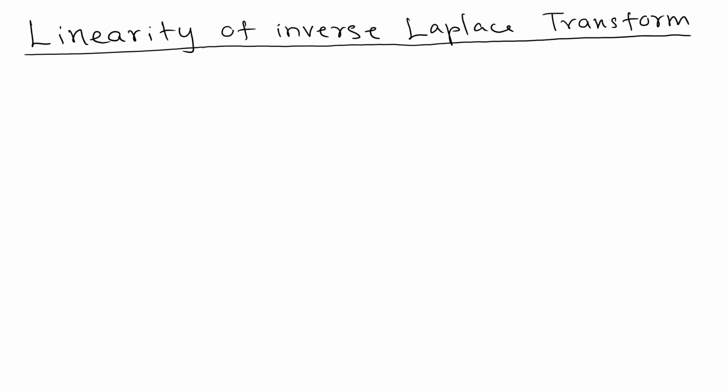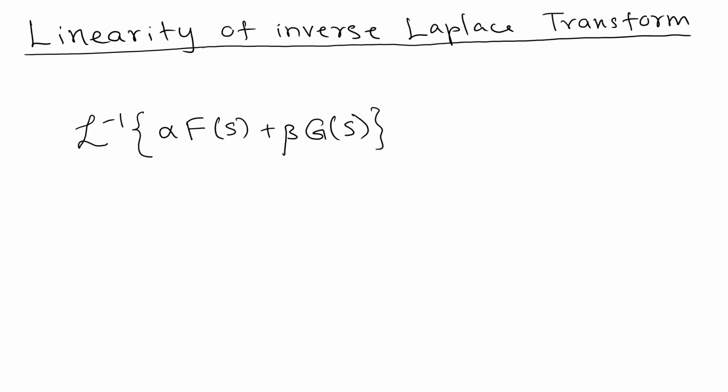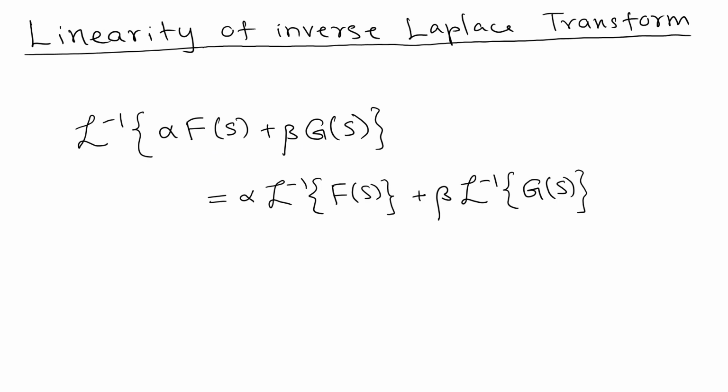Before we start the table method, we need to recall this very important property of the inverse Laplace transform. If you want to find the inverse Laplace transform of something like alpha F(s) plus beta G(s), where alpha and beta are constants, you can break this down into two parts. You can write this as alpha times the inverse of the first term, and beta times the inverse of the second term, because this is the most important property when we use the table method: you can just split them into multiple parts and then use the table to find them one by one.